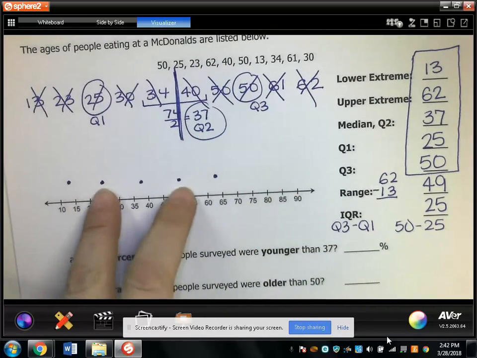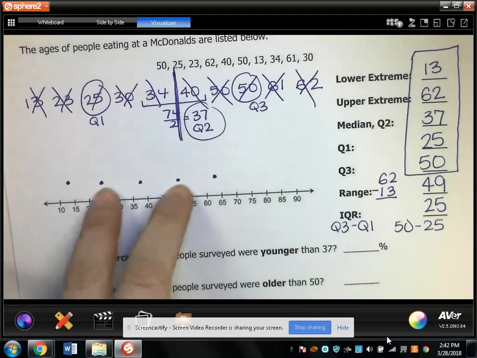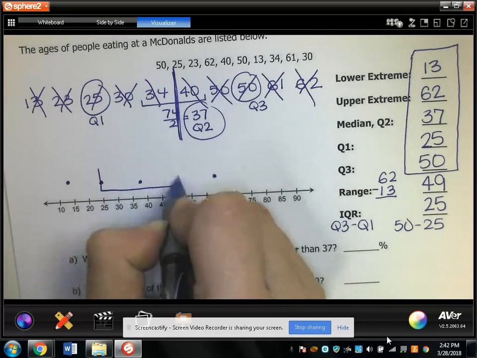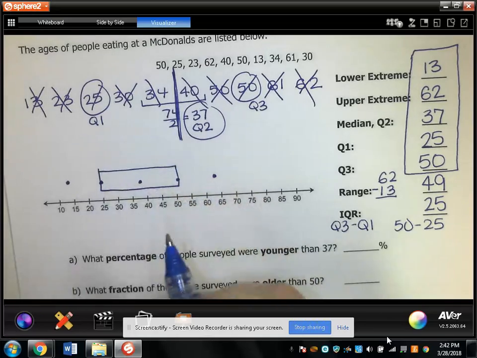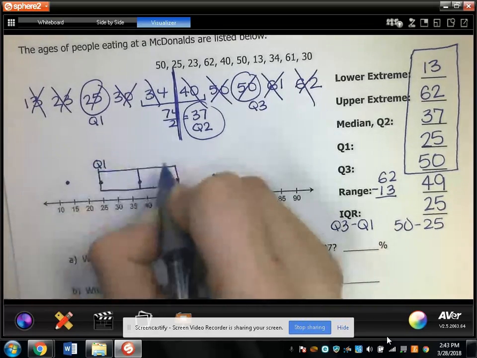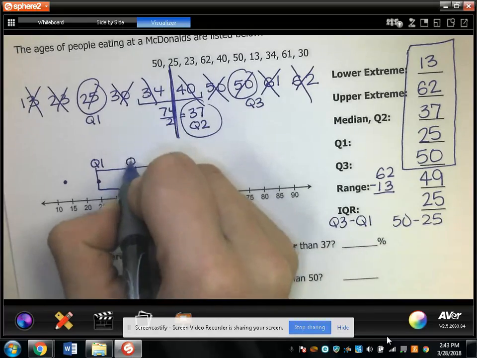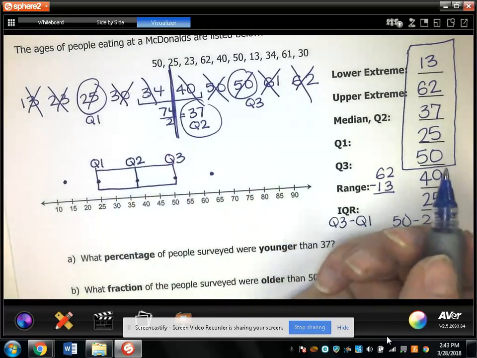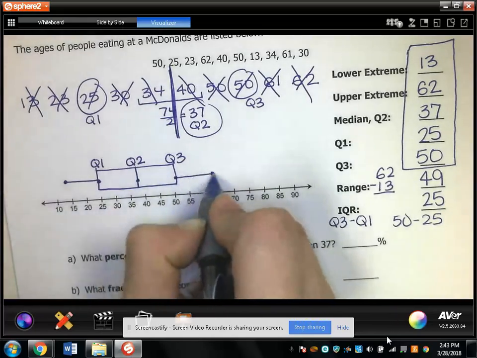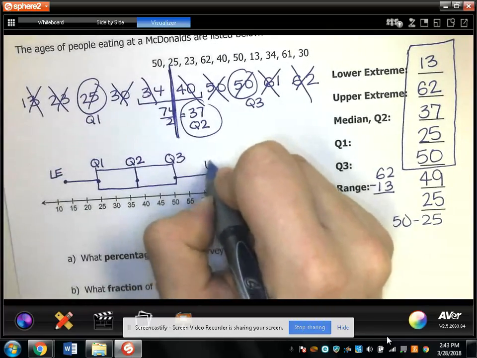So these 2 have 1 in the middle. These 2 make the box. And the 1 in the middle has a line down it. So Q1 to Q3 make a box. And the one with the line down it is Q2. So Q1, Q2, Q3, then these are your whiskers. This is the lower extreme, and this is the upper extreme.